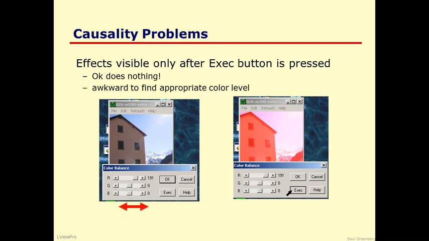So if you set some RGB value and press OK, nothing happens as long as you don't press execute. It is the same concept as OK, Cancel, Apply. The effect won't be seen as long as you don't press the apply button. You must have come across this problem in earlier Microsoft Word.